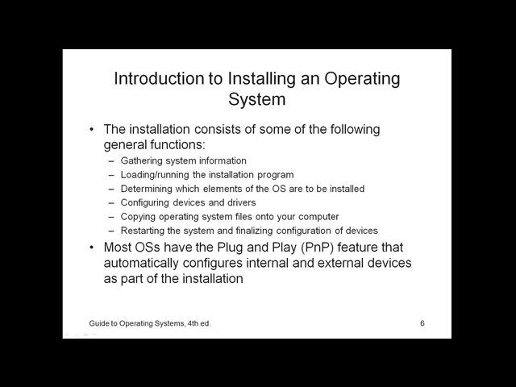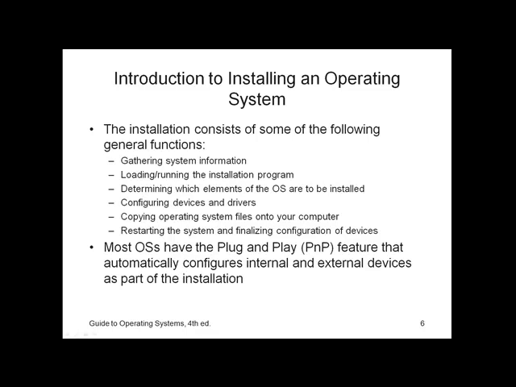Installation of a typical operating system consists of several general functions that can be defined here, such as gathering system information. What components are available on this computer that is going to have the operating system installed? Loading and running the installation program. You always have to have the installation program in order for the operating system to run. You're also going to have to determine which elements of the operating system are to be installed, and you're going to have to configure devices and drivers for any operating system installed on the computer.